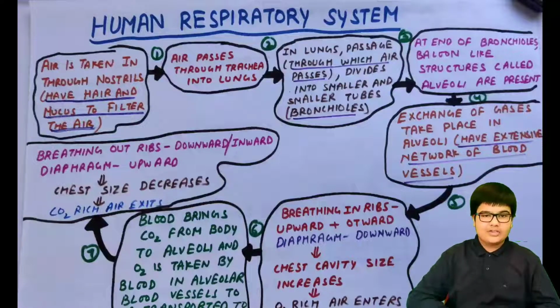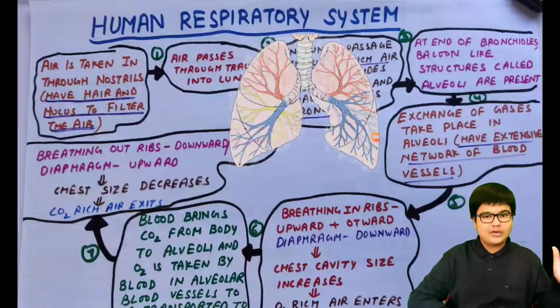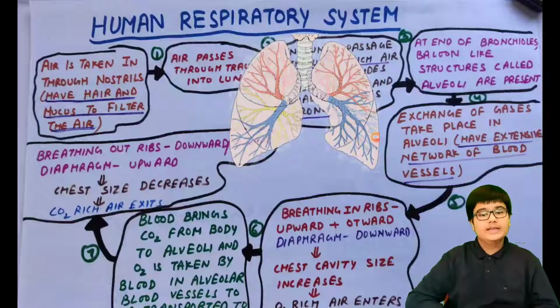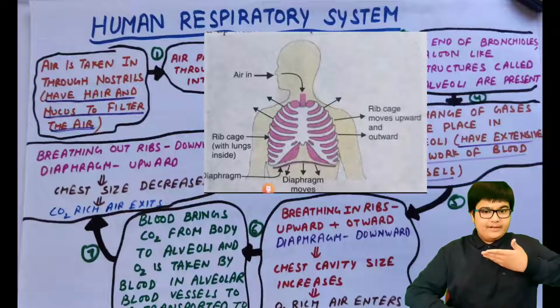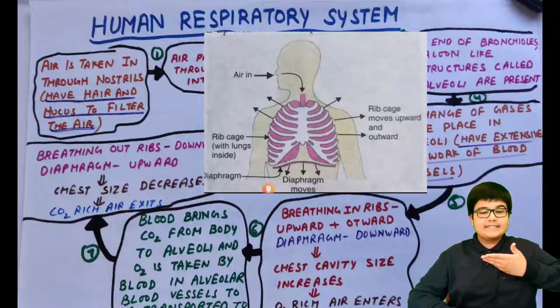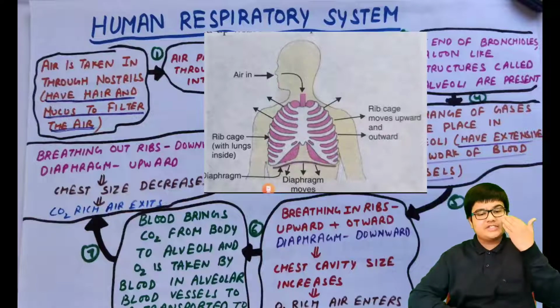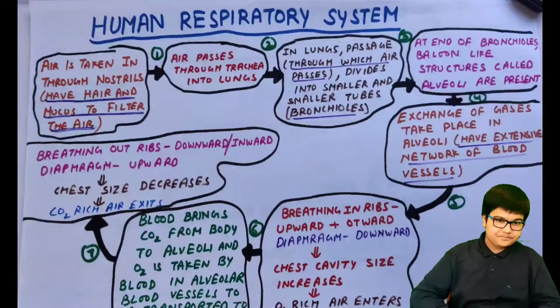Now, in the lungs, the passage divides into smaller and smaller tubes. These are known as bronchioles. At the end of these bronchioles is a small balloon-like structure called alveoli. The exchange of gases takes place in the alveoli, and for the exchange of gases, it has an extensive network of blood vessels. Step 6. Now we breathe in the air. In this process, our ribs move upward and the diaphragm moves downwards. So due to this, our chest cavity size increases and oxygen-rich air enters into our body.